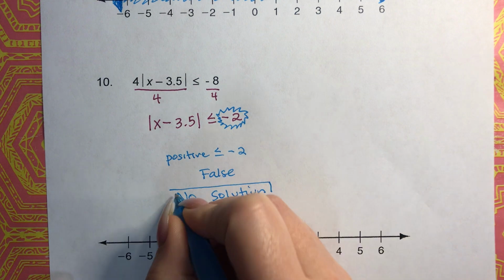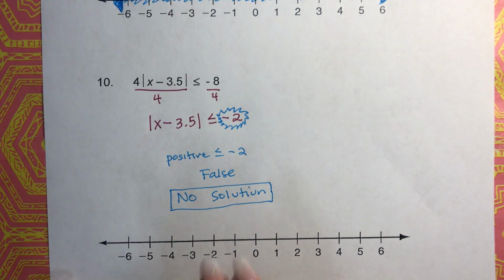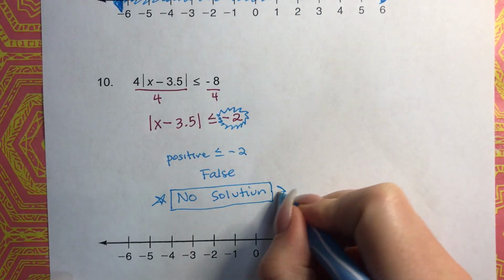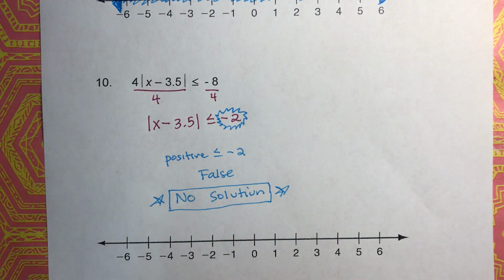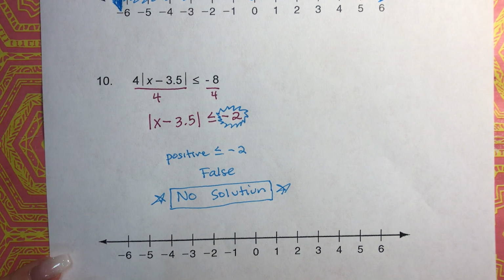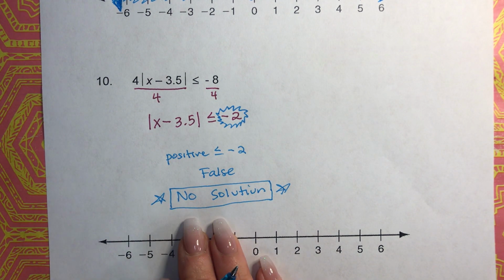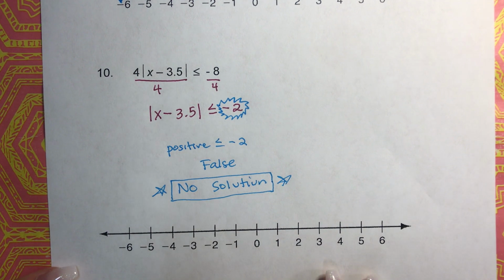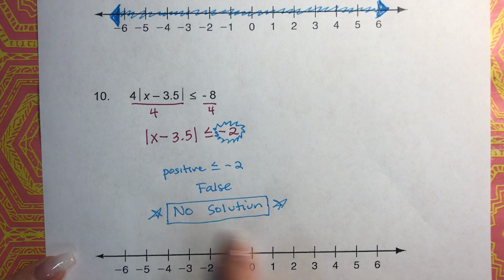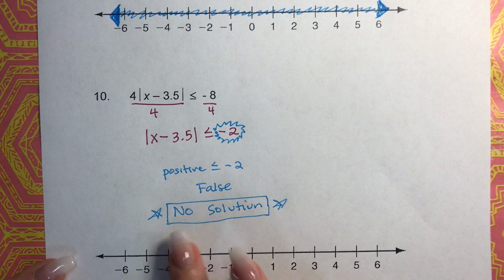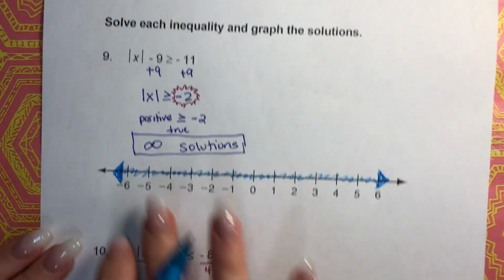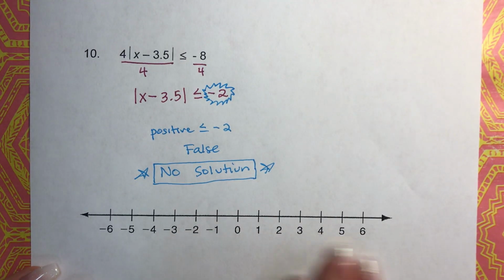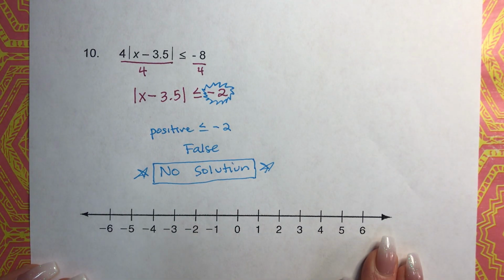So when you do this, you have to state an answer. This is your answer. If you just say false or you say true, you're not going to get full points. This says solve each inequality. When you solve the inequality, you have to say what the answers are. The answer is that there are no answers. There's no solutions. Up here, it's infinite solutions. And then when we have to graph it, you just leave it blank like this.